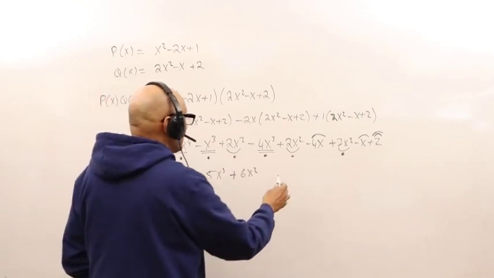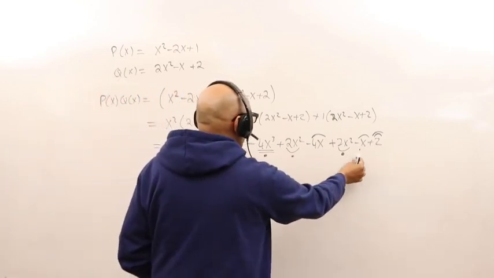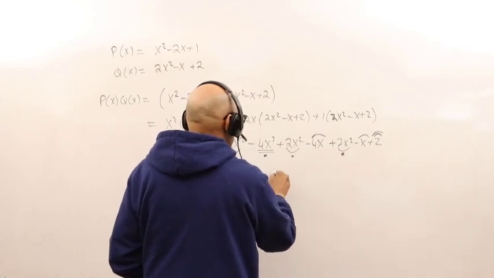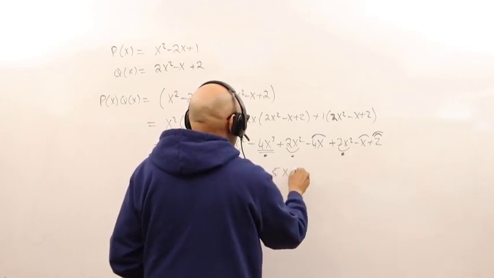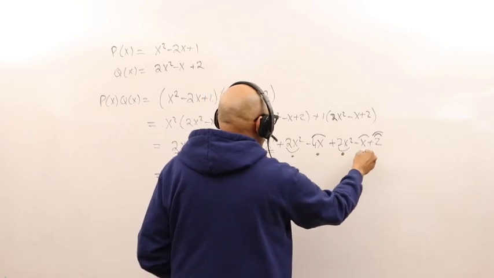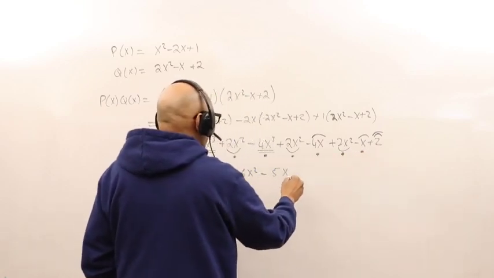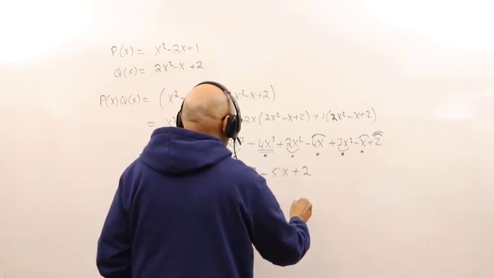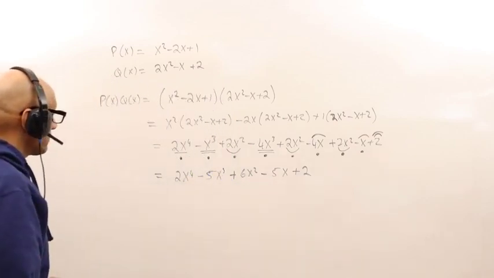Now we're left with minus 4x and minus x, which is minus 5x. We'll put a little dot saying we've finished these two elements. And then finally we have 2. So this is our final answer.